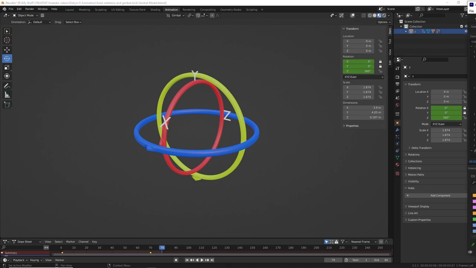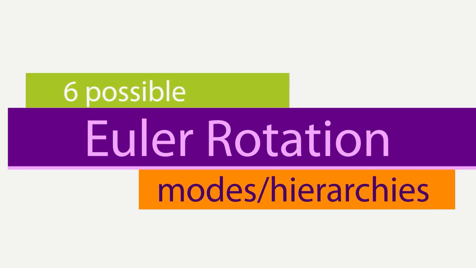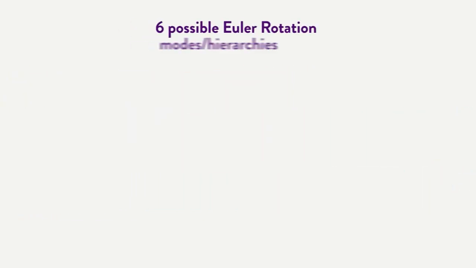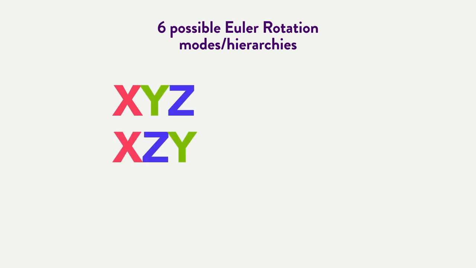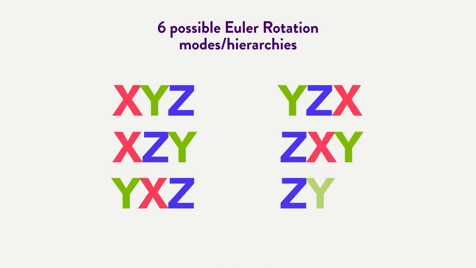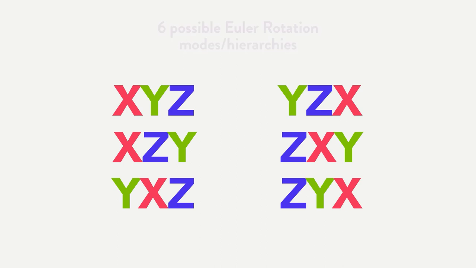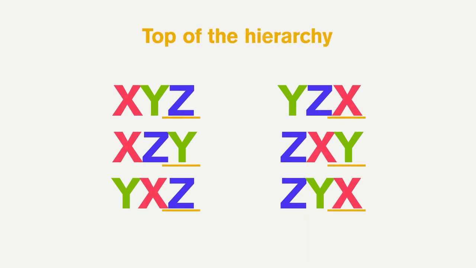Now, there are different Euler rotation modes in your gimbal, which depend on the hierarchy I mentioned earlier. We have six possible modes or hierarchy combinations according to the axes we have to work with. XYZ, XZY, YXZ, YZX, ZXY, and ZYX Euler rotation modes. These are named for the axes in order of the hierarchy they're in, starting at the bottom of the hierarchy and ending with the axis that's at the top of the hierarchy.